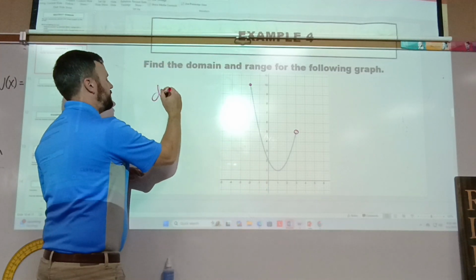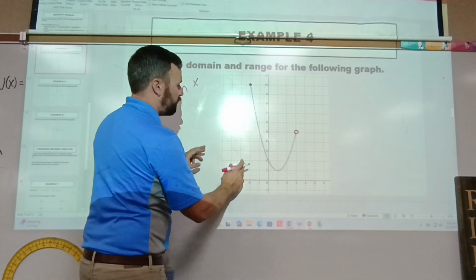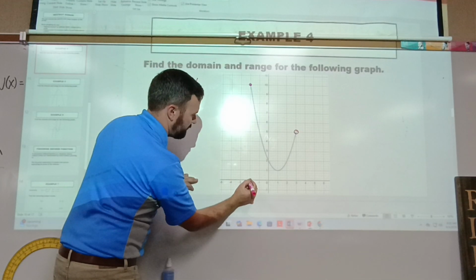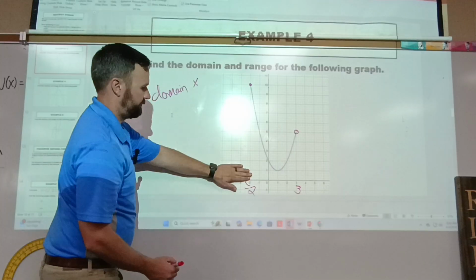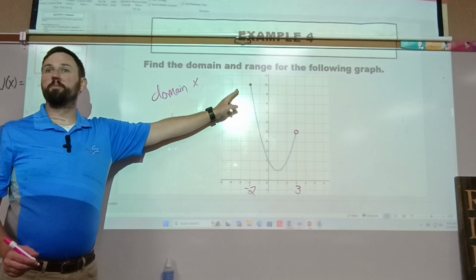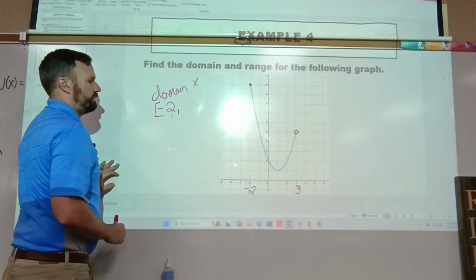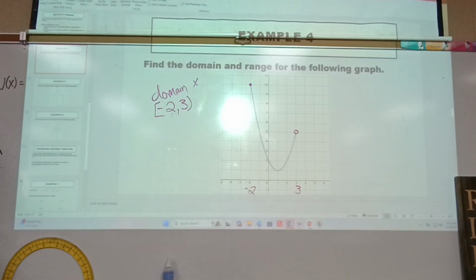So domain is x, right? Domain is x. So just look at your graph. What are my x's? This x is negative 2. This x is 3, right? Now, is negative 2 part of it? Is it a closed dot or open dot? It's closed, so negative 2 gets a bracket. 3 is an open dot. It gets a parentheses. So actually the graph ones are the more straightforward ones.